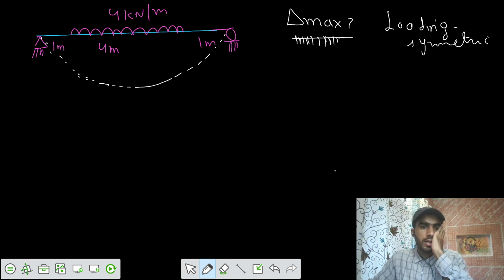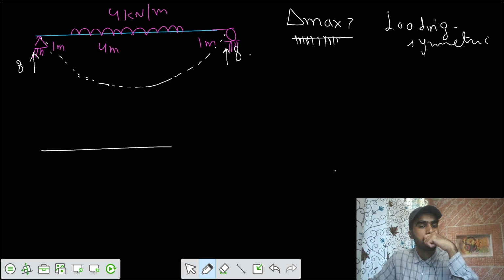Let's think of that. First, calculate the reactions. If I say, what's the reaction here? I would say total load is 4 into 4, that's 16. So you divide by 2, that's 8 and 8. Now, if I say, what's the bending moment diagram? If I think that this is the bending moment diagram, 8 ones are 8.